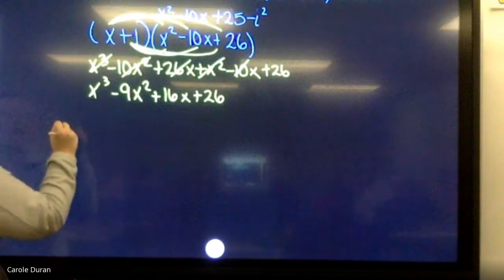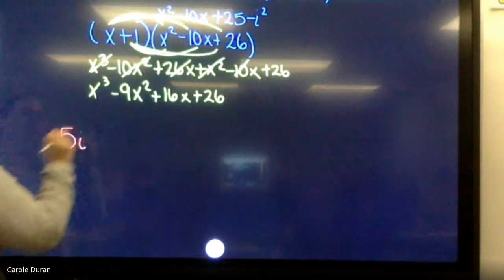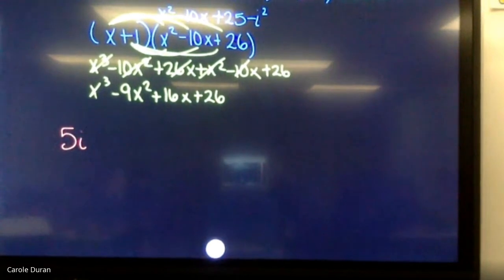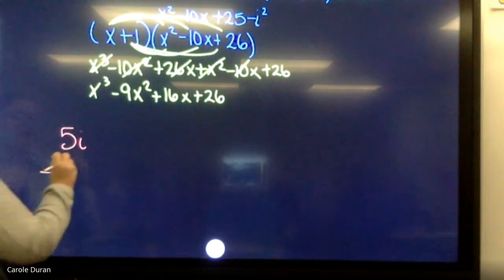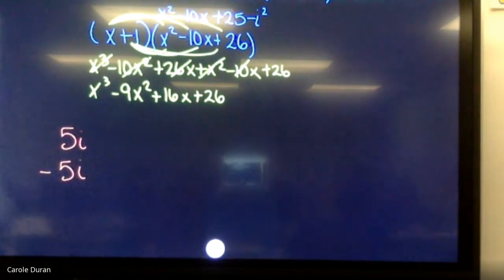If I have the imaginary number that is 5i as a 0, what's the conjugate of 5i? Negative 5i. Okay, so we just changed the sign on the imaginary term.